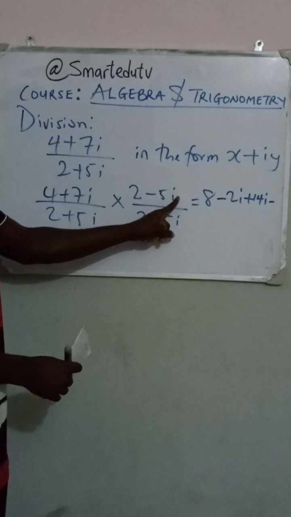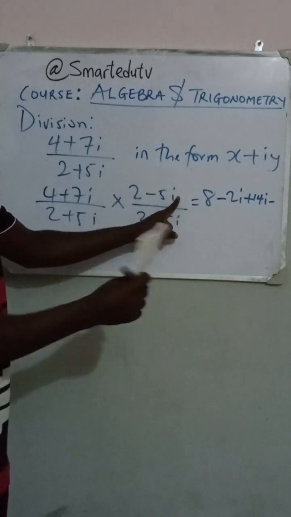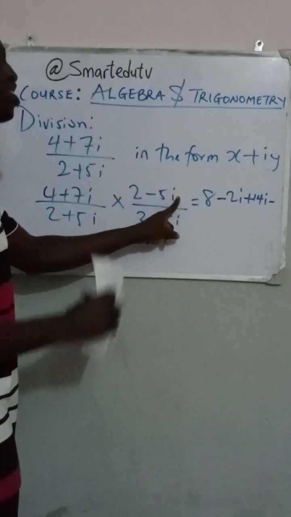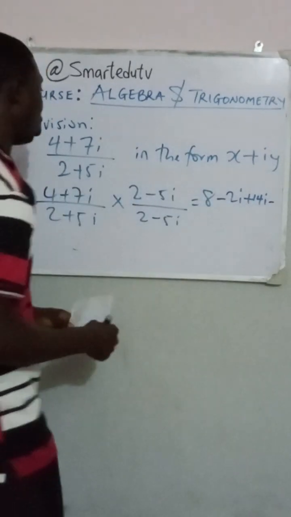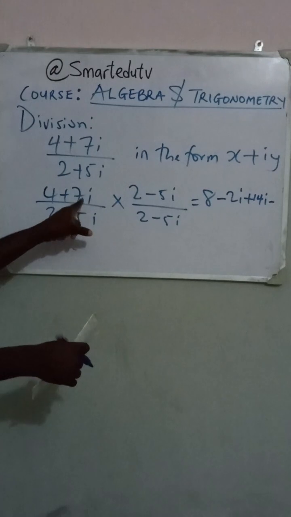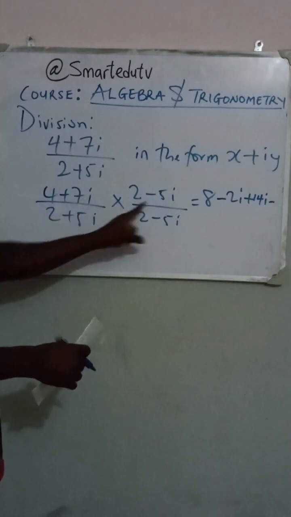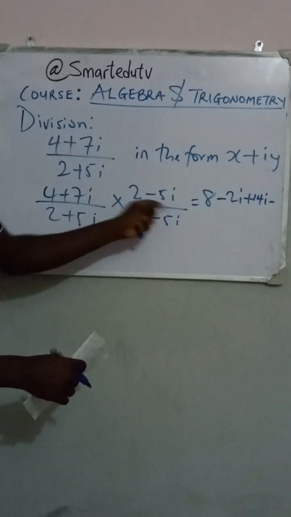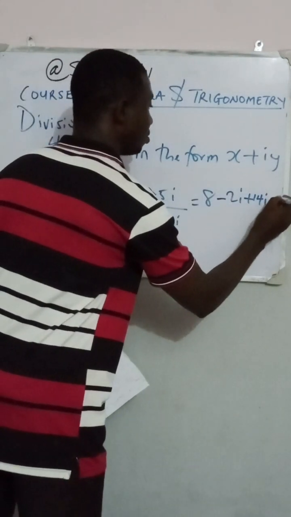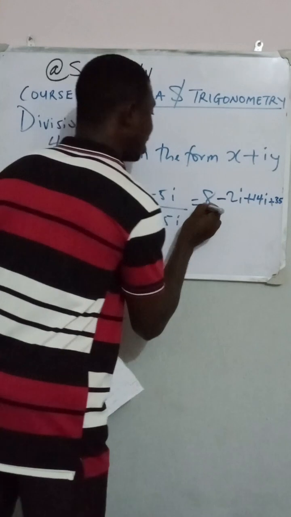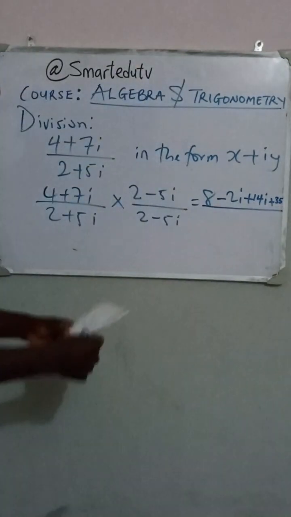I times I gives I squared. But I squared equals minus 1. That minus cancels this minus to become plus. So 7 times 5 becomes positive 35. Divided by, let's see what we have under.